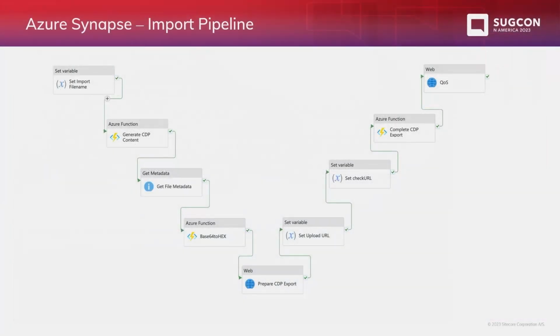And so the process looks like that, where we have a lot more steps, obviously, because it's more complex. And we have three Azure functions here that we need to develop. They are small, maybe 15, 20 lines of code in each, but there is some development involved.